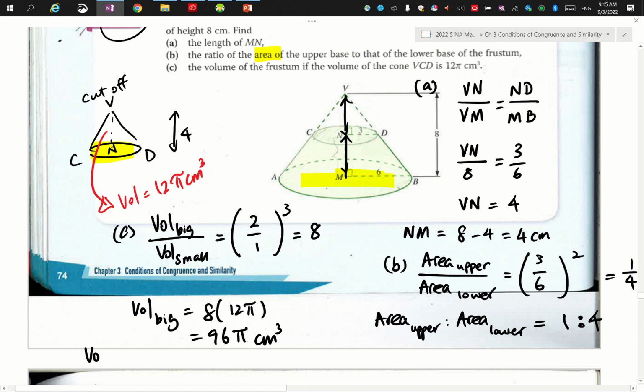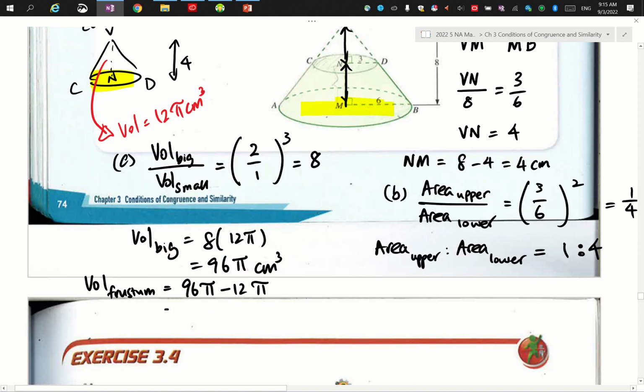Therefore, volume of the frustum must be 96 pi minus 12 pi. Then you get 84 pi. But you need to round off to 3SF, right? Because the cover page says if your answer is not exact, you put it to 3SF. 84 pi is your calculator value. Then I want you to write down 5SF first, 263.89. Then you round off to 3SF, 264 cubic centimeters.